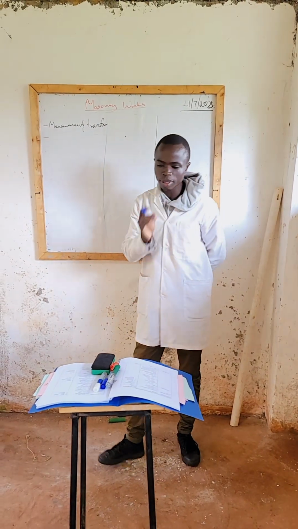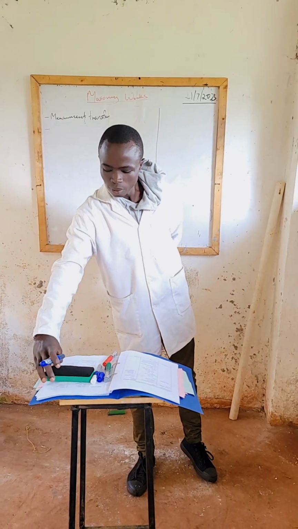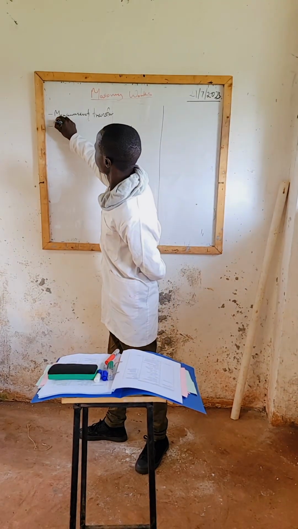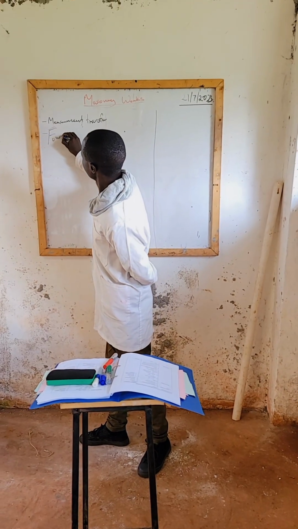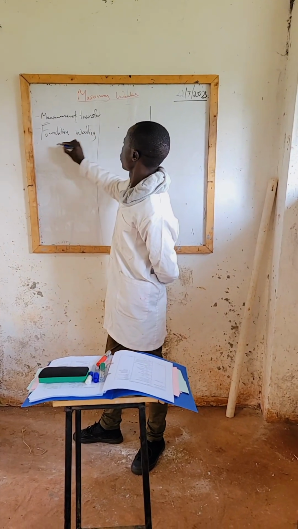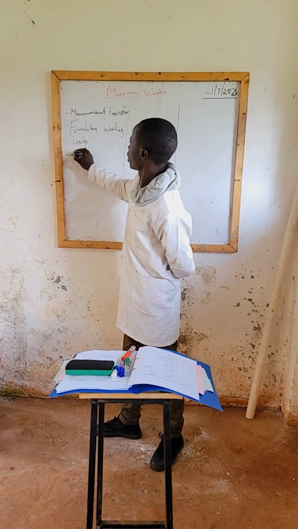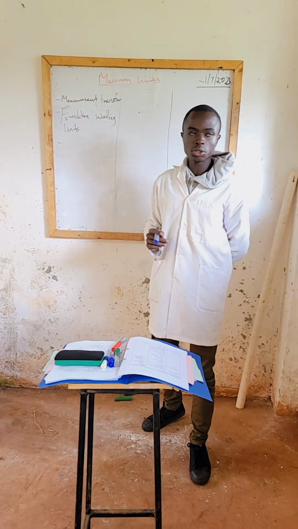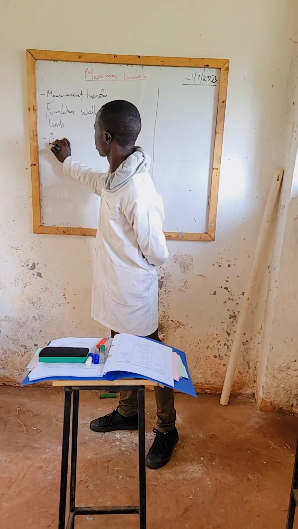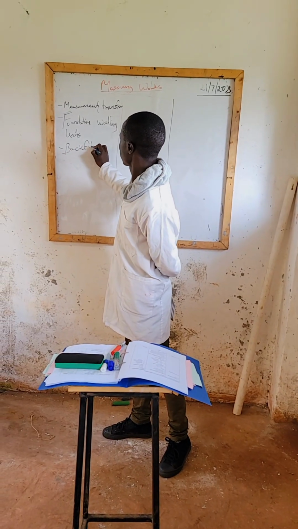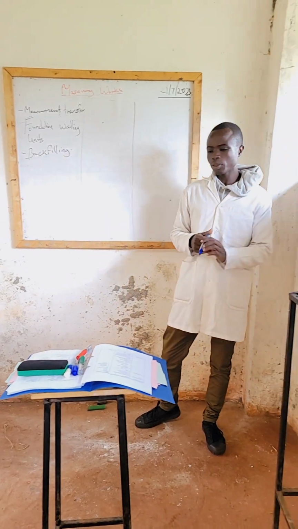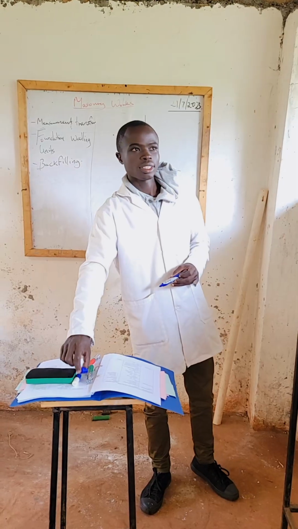Number 2, you should be able to mention the foundation walling units. And the learning outcome number 3, you should be able to perform the backfilling process. So these are the learning outcomes that you should be able to perform at the end of this session.